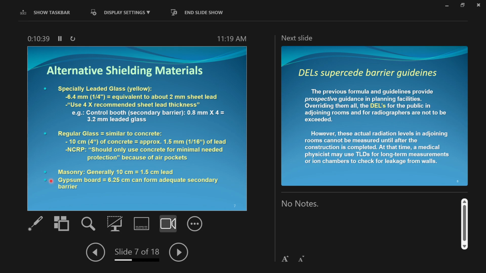Gypsum board. Gypsum board is a drywall. Okay, so that's brick wall, but not this wood, but above the wood, that's drywall, right? So the stuff that your homes have for their walls, that kind of thing, right? Drywall has enough absorbing ability to work as a secondary barrier, but it's not dense or thick enough to work as a primary barrier. Okay, so it would be okay as a secondary barrier.